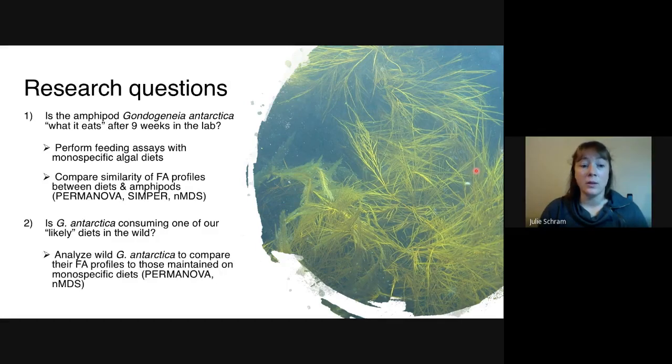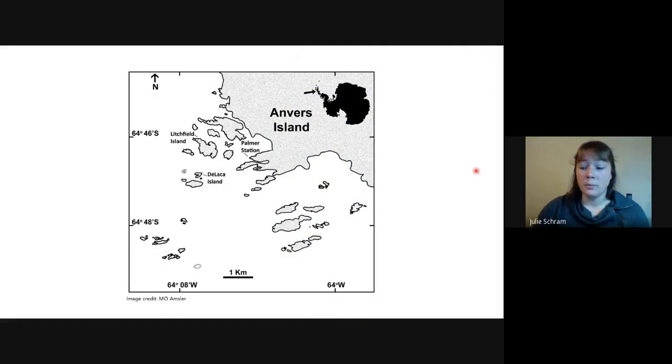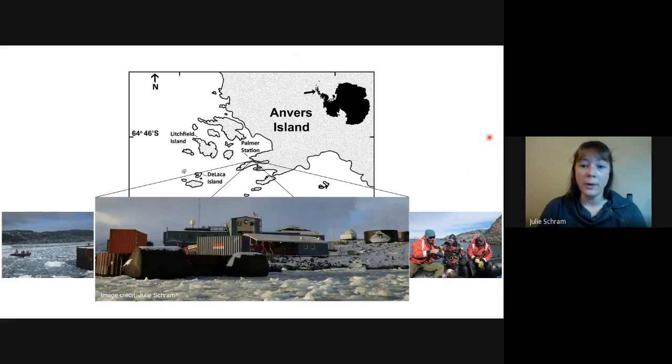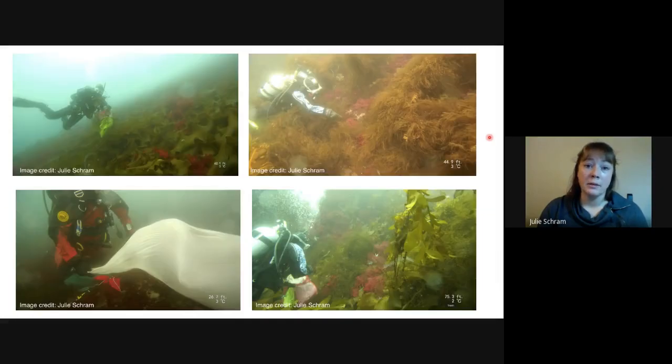And so to figure this out, we compared the fatty acids of Gondo collected in the wild to the Gondo that we maintained on our monospecific diets. All of this work was performed on the Western Antarctic Peninsula on Anvers Island at Palmer Station, where we would go out in the zodiacs and collect all of our samples by hand on scuba.